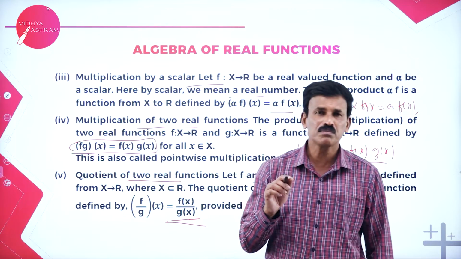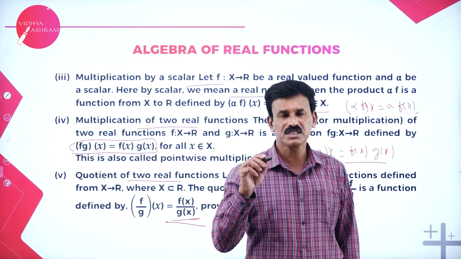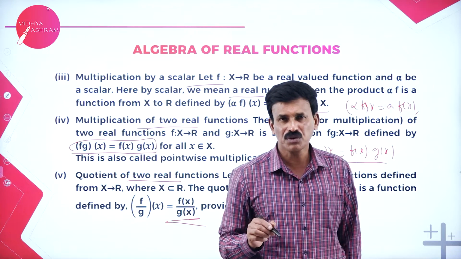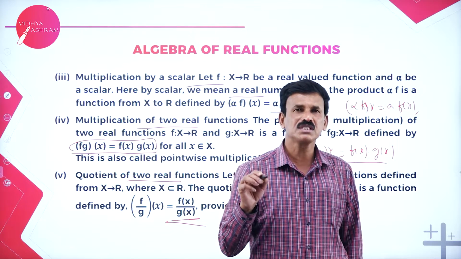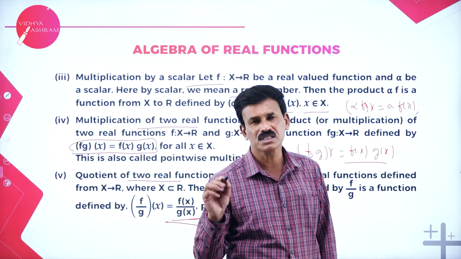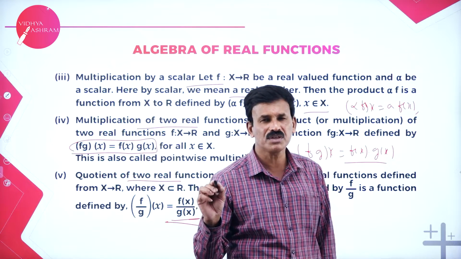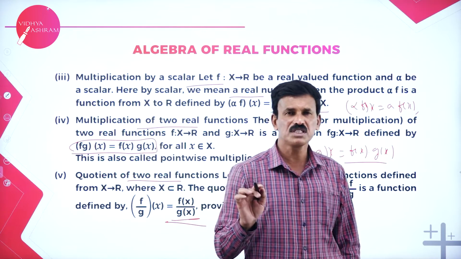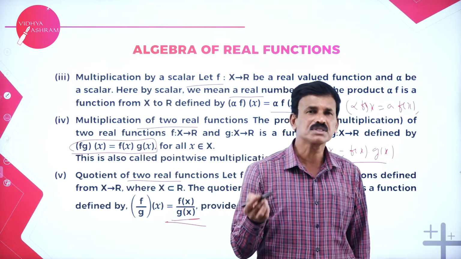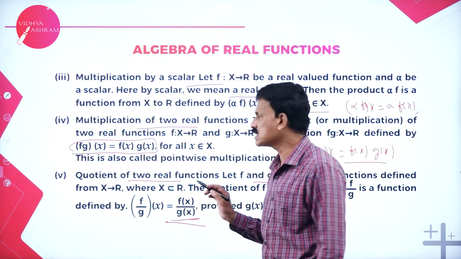So (f plus or minus g)(x) is f(x) plus or minus g(x). If it is a product, (fg)(x) is f(x) into g(x). If it is a quotient, (f/g)(x) is equal to f(x) divided by g(x), provided g(x) is not equal to 0. If it is multiplication, multiply; division, divide; addition, add; and subtraction, subtract. That's it. Very simple concept.